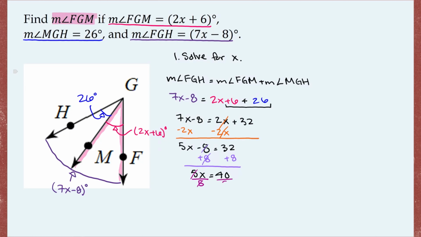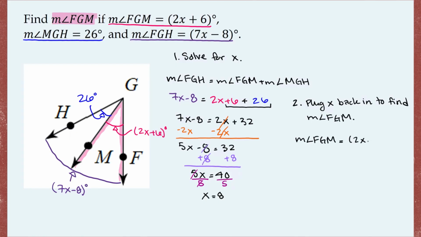The question doesn't ask us for what x is, but we do need the x in order to find the angle that it asked for. So step 2 is we're going to plug x back in to find the measure of angle FGM. Some other strategy for you here: when I'm thinking, okay, what information did I have and what do I need, I'm going to rewrite the expression for the angle that I'm finding, so I don't mix it up with something else in the equation or the question. So angle FGM is equivalent to 2x plus 6, and we found in step 1 that x equals 8. We're going to replace x with 8 in that expression, and we're going to go ahead and solve.